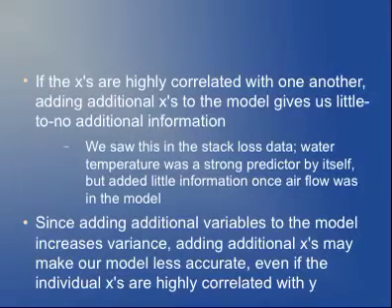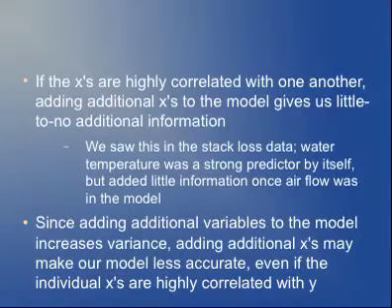Multicollinearity is that if you have several different x variables, several different predictors that are highly correlated with one another, then adding more x's into your model doesn't give us much information. Like the stack loss data, for instance, water temperature by itself was a very strong predictor, but once we included airflow in the model, water temperature gave us a little more information, but not very much. And every time you add a variable to a model, it'll increase the variance of your model.